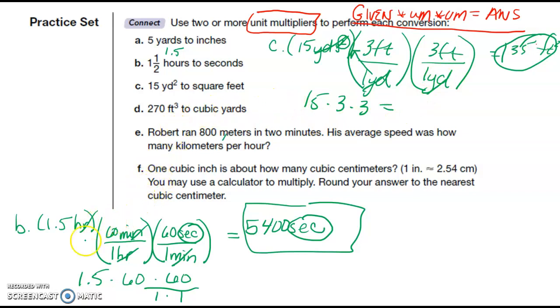I need another place to do work. Let me erase down here.